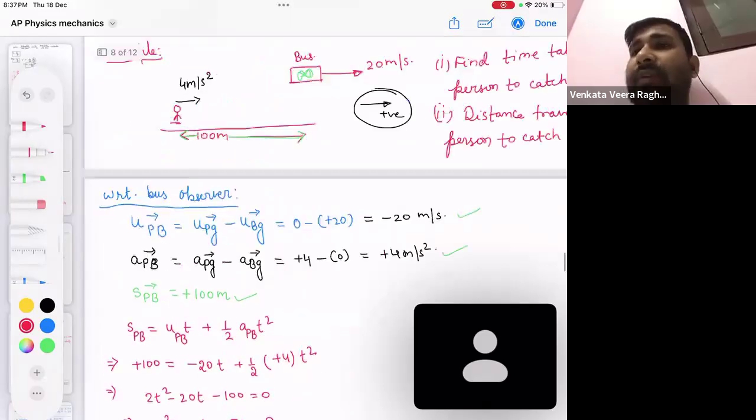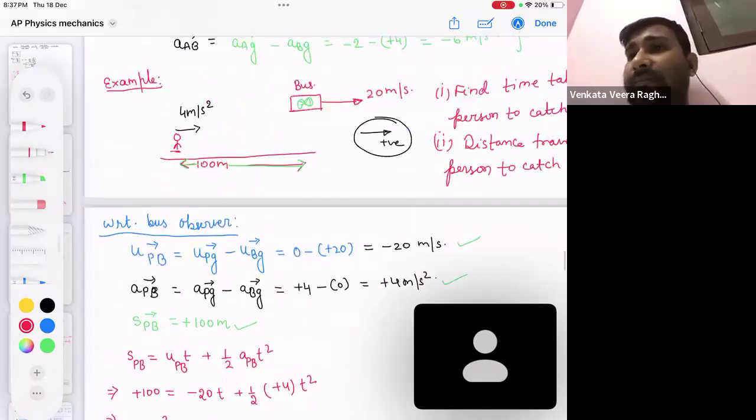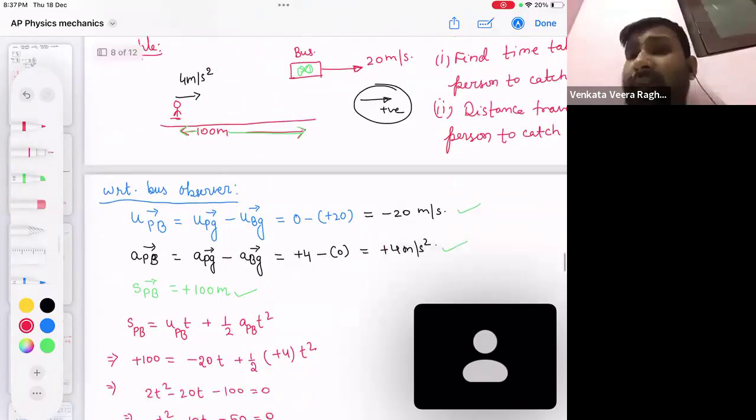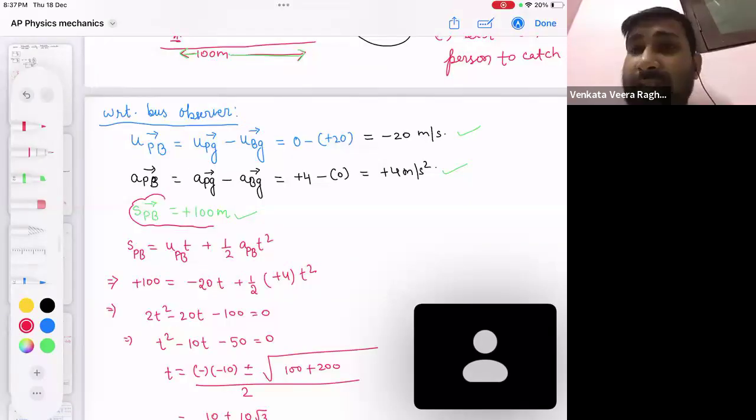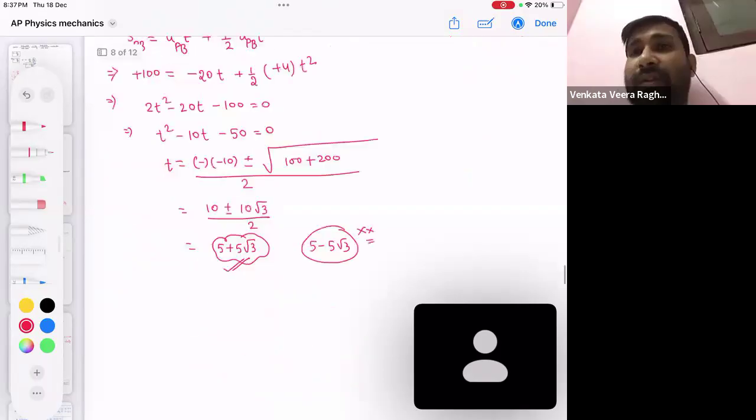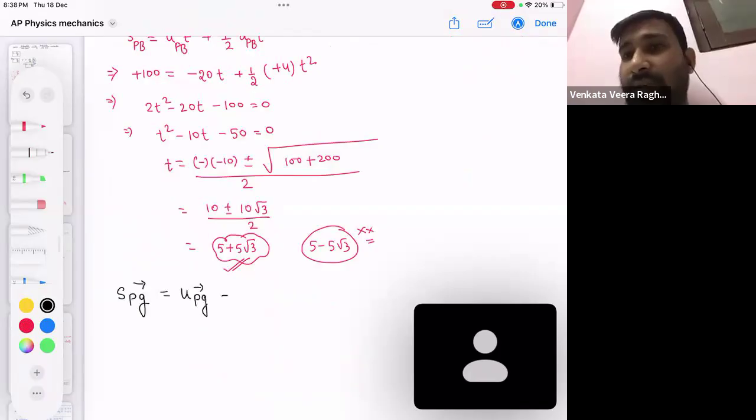Once we have the time taken to catch the bus, can we also calculate the distance traveled by the person to catch the bus? You will say, sir, distance already calculated, no? No. That was the distance traveled by the person with respect to the bus, not with respect to ground. So if I want to calculate the distance traveled by the person with respect to ground, should I use all the variables of the ground reference?